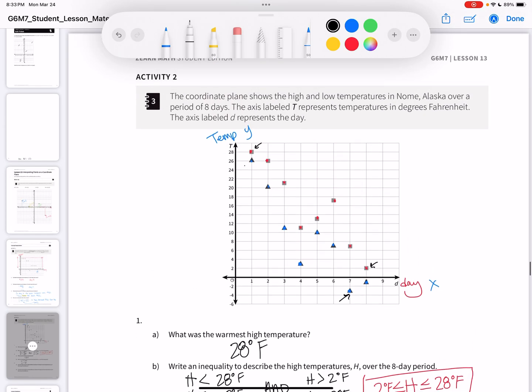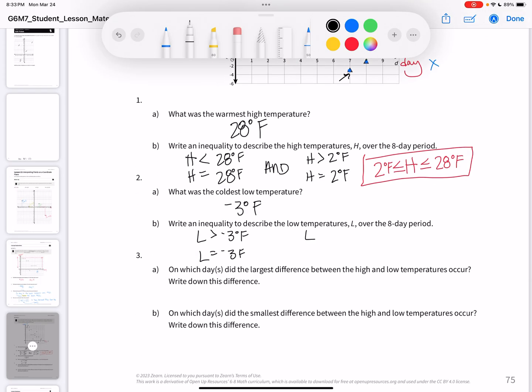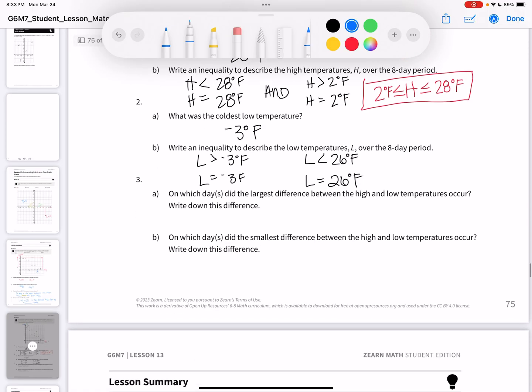And what's our highest low temperature? Well, the highest low temperature is this one at 26 degrees. So L would have to be less than or equal to 26 degrees Fahrenheit. And again, we can write that cleaner by saying this. -3 degrees Fahrenheit, L has to be greater than or equal to that, and then L has to be less than or equal to 26 degrees Fahrenheit. So it falls within that range.